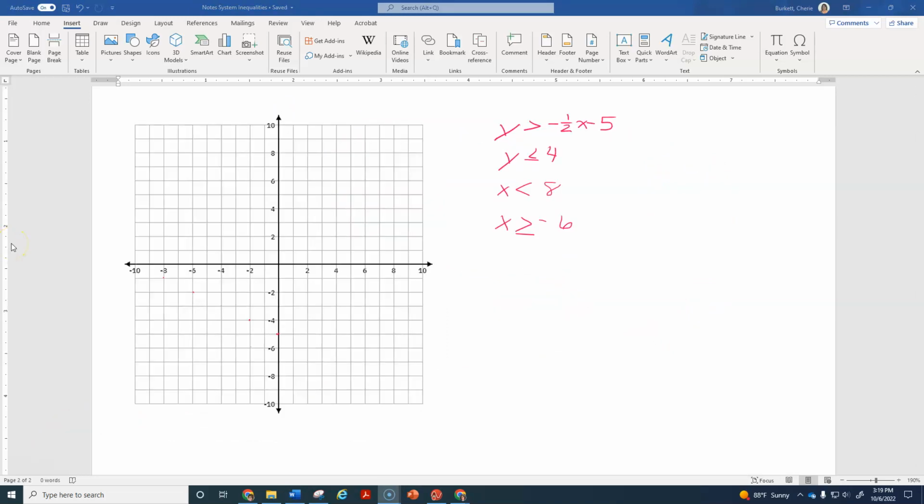And lastly, they're going to give you a system. This is a big system, and they're going to ask you to graph all the constraints and do the shading. So I'm going to start with the slope-intercept. I'm going to go to the y-intercept. It's -5. And I got that from right here. Here's the -5.